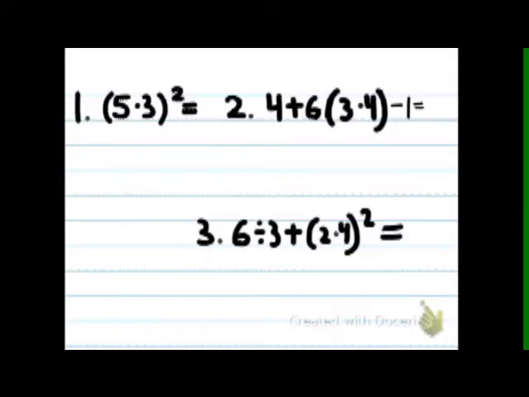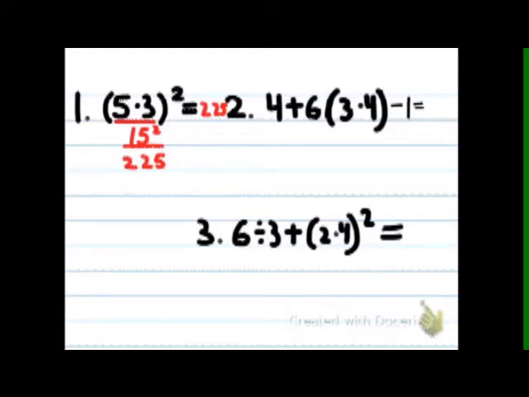Going back to PEMDAS, we know that we have to solve parentheses first if there are any in the problem. So 5 times 3 is 15. And then 15 times 15 is 225. So your answer is 225. I personally like to underline each step because I think it's easier to see and it makes sure that you're doing the steps correctly. Let's try another problem.